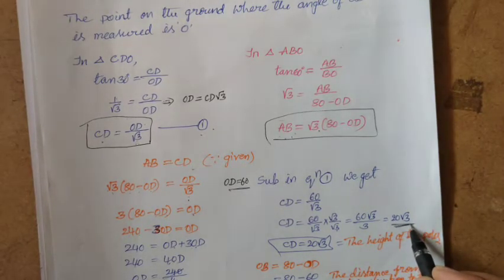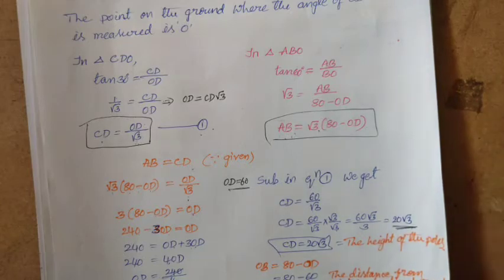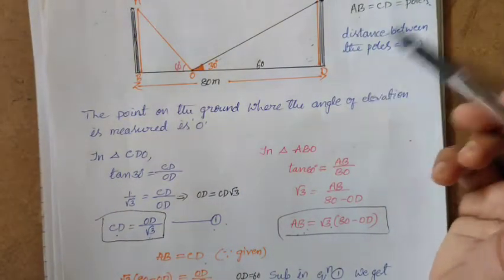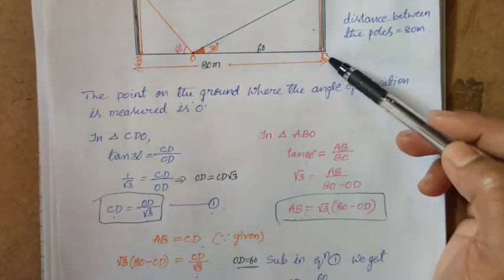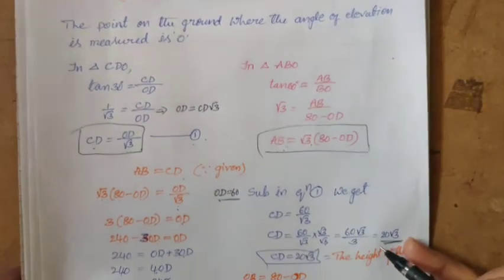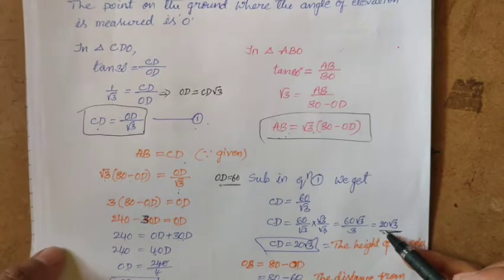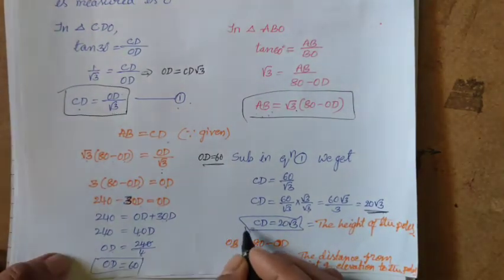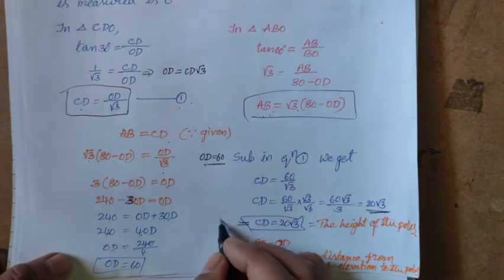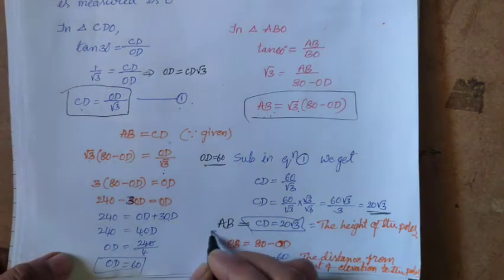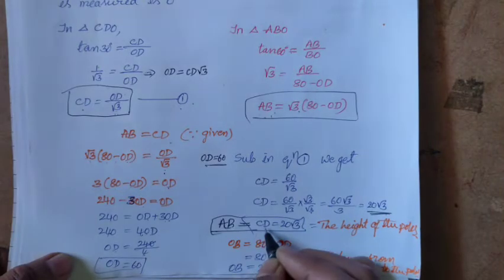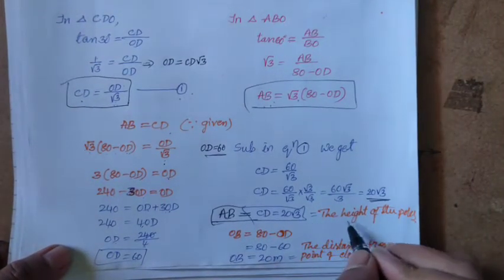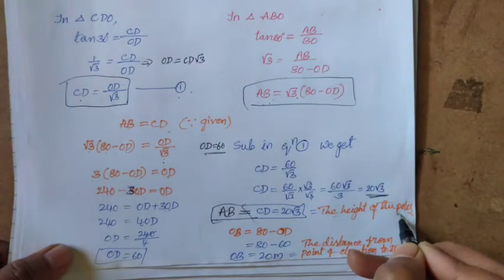So what is this length? So CD. CD is what? Pole. So CD is nothing but what? Pole. So the height of the poles is equal to what? 20 root 3. The height of the poles will be what? Yes, you can write CD is equal to 20 root 3. CD is also equal to what? AB. AB and CD are both equal. That's why you write AB is equal to CD. That is equal to what? 20 root 3. 20 root 3 is what? The height of the poles.